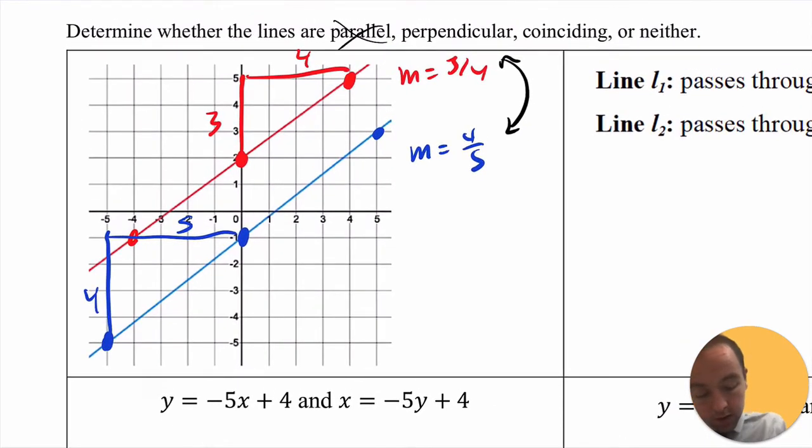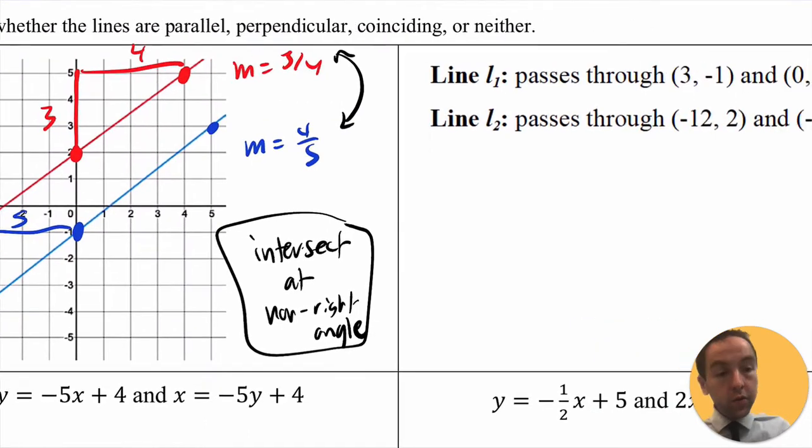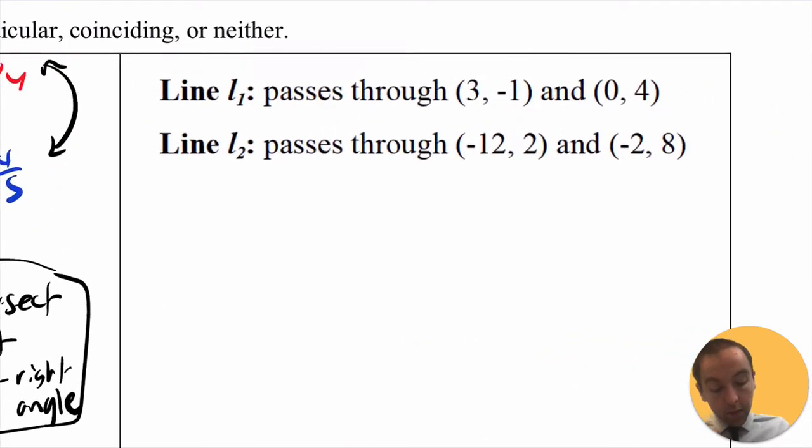So we can cross it out. Of course they're not perpendicular because they're not opposite reciprocals. They're not coinciding because they're not the same lines. So it's really just kind of a neither. I think the best way to say this is that these lines intersect at a non-right angle. They intersect at exactly one point, but that'd be the most specific way we can classify that relationship.